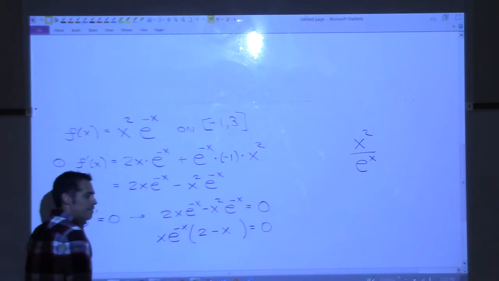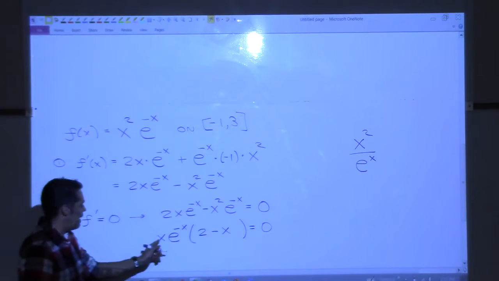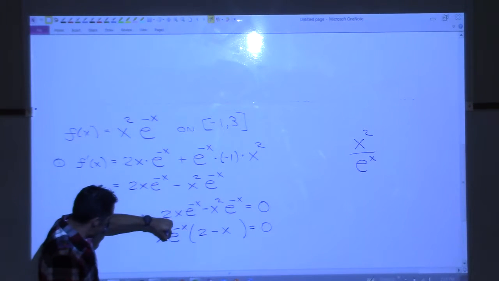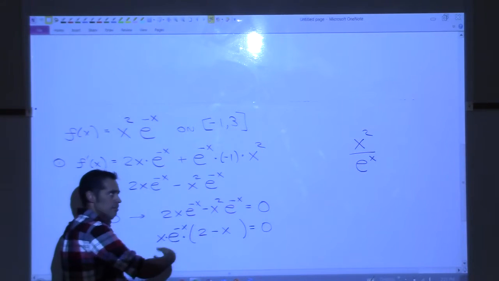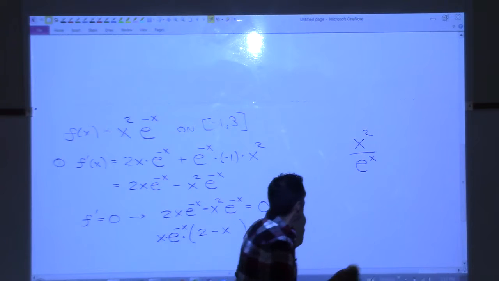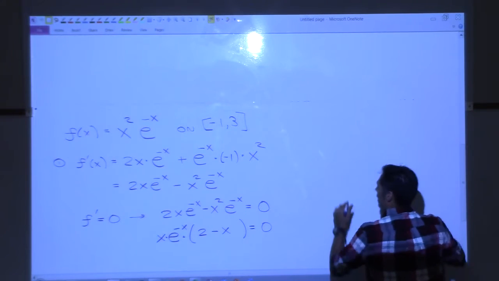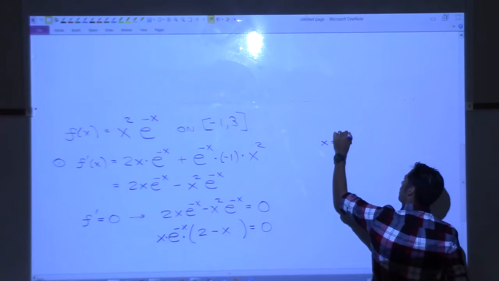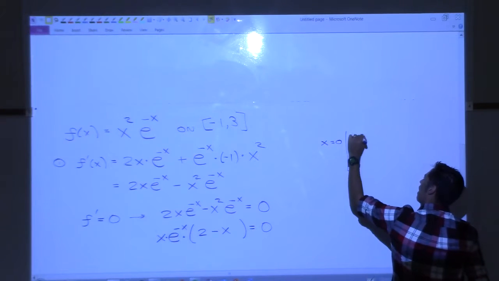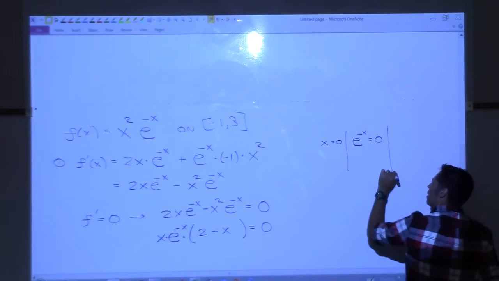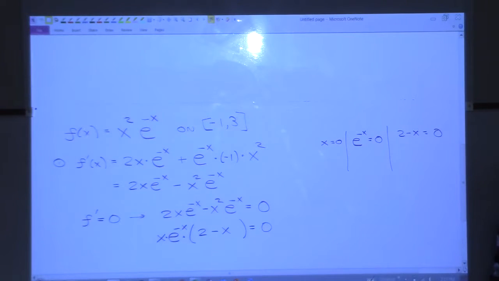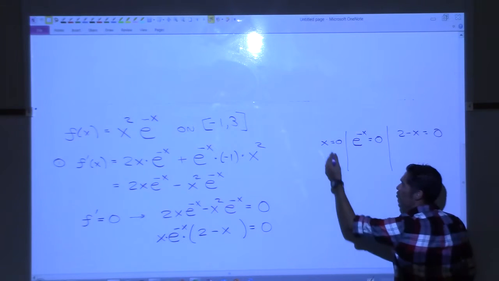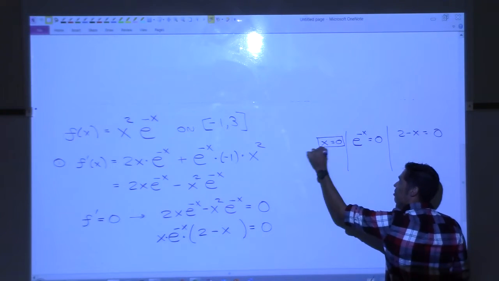And the whole idea behind factoring is that if you can factor something and set it to 0, then all you have to do is set each factor equal to 0, right? So I have 3 little equations to look at here. First, x is 0. The next one is e to the negative x equals 0. And then the next one is 2 minus x equals 0. So all 3 factors set to 0. The first one is just x is 0.